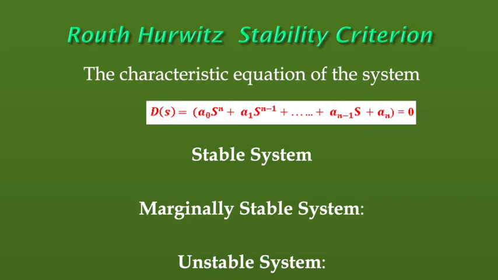Before discussing the Routh-Hurwitz criterion, firstly we will study stable, unstable, and marginally stable systems. Stable system: if all the roots of the characteristic equation lie on the left hand side of the S plane, then the system is stable. And if all the roots of the system lie on the right hand side of the S plane, then the system is unstable. And if poles are present on the imaginary axis, then the system is marginally stable.